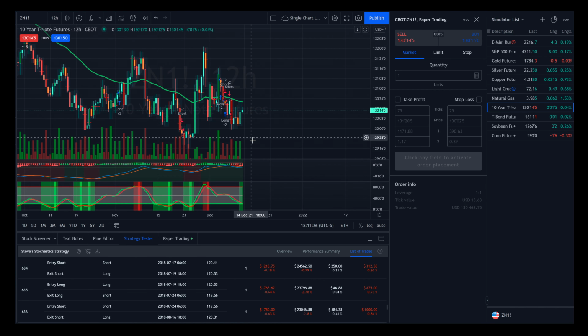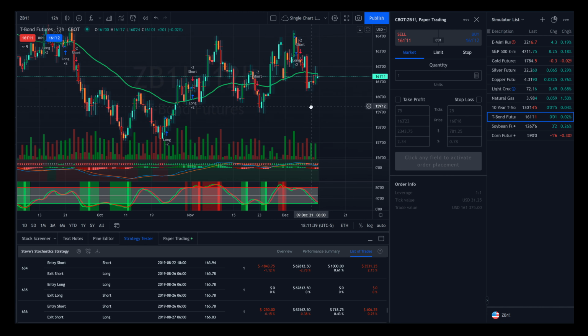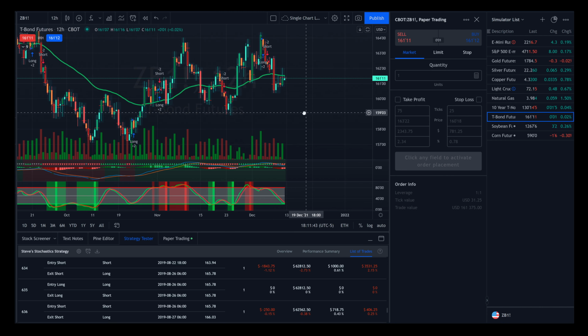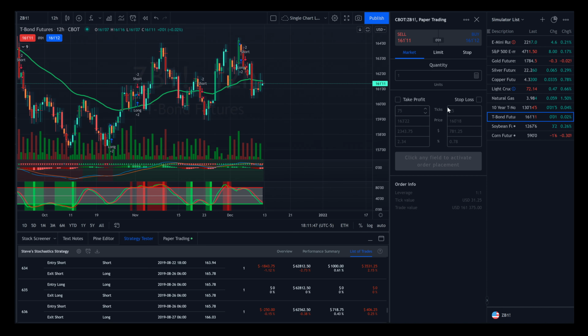10-year T-note, and nothing. It's been very jittery here for the last couple of weeks. I don't really trade treasuries very much. Same thing with the bonds. Just a whole lot of sideways and range-bound trading for the last couple of weeks. I mean, they're very wide swings, but still.